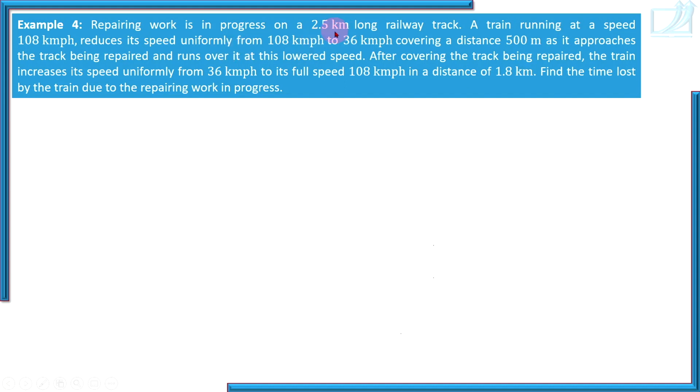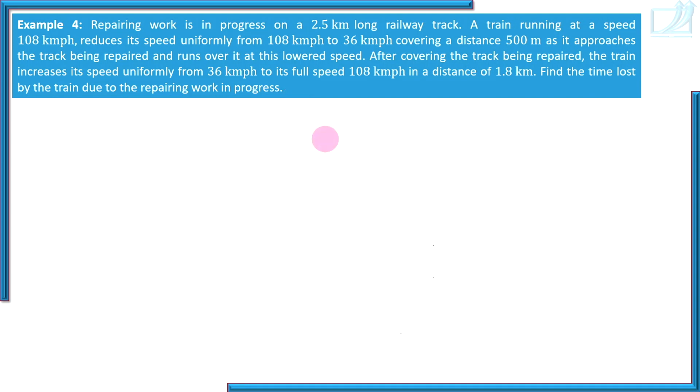So with the lower speed, the train covers this 2.5 kilometer long railway track where repairing is in progress. But after covering this track, the train increases its speed from 36 kilometers per hour to 108 kilometers per hour, and to increase its speed from 36 to 108 kilometers per hour, it covers 1.8 kilometers. Now find the time lost by the train due to the repairing work in progress.